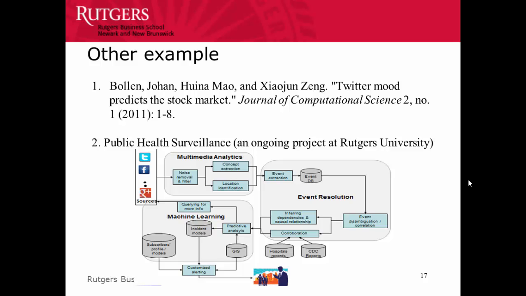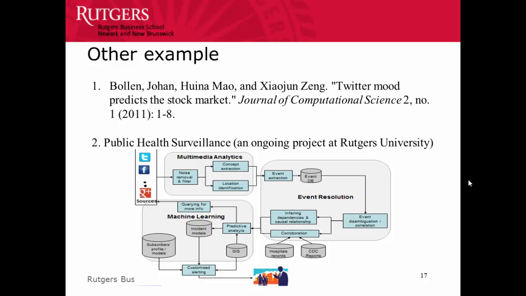They also collaborate with local hospitals' records and the CDC's reports to see if there is any correlation between these two. For example, if there is an increasing number of patients in hospital, then they can use this database to infer the dependencies. For example, it could be that most of the patients went to the same place to have dinner, then that could be the cause of the sickness.